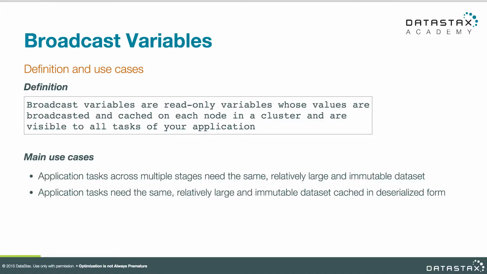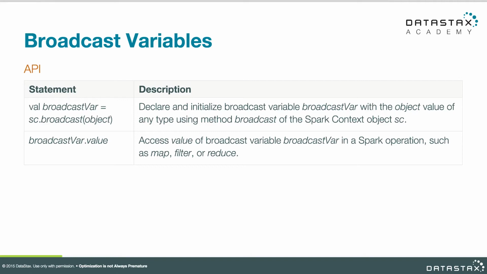These are a good idea when my Spark job may result in many separate tasks having access to the same immutable data set. Especially if that data set is large, broadcast variables become a very good thing. The API is very simple. I create one with the broadcast method on the Spark context, and I pass to that method the initial value of the broadcast variable. And if I want to read a broadcast variable, I simply call its value method.